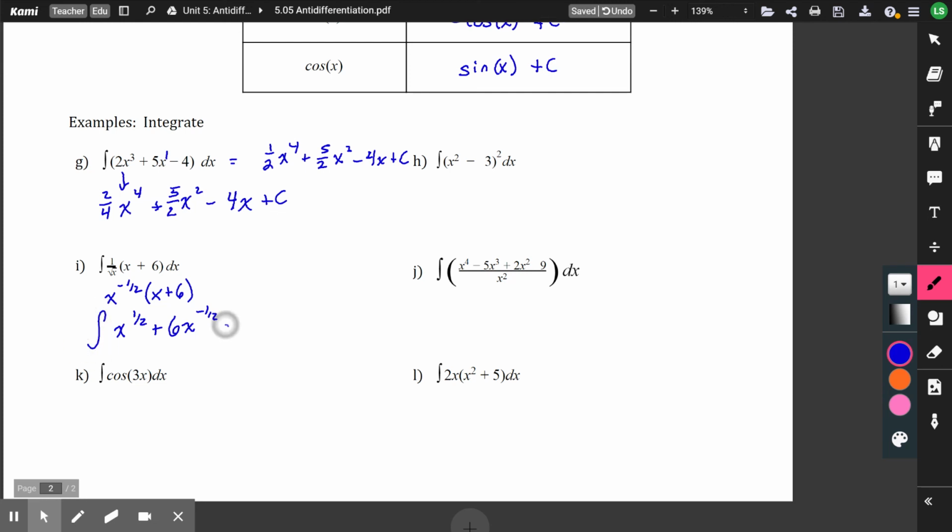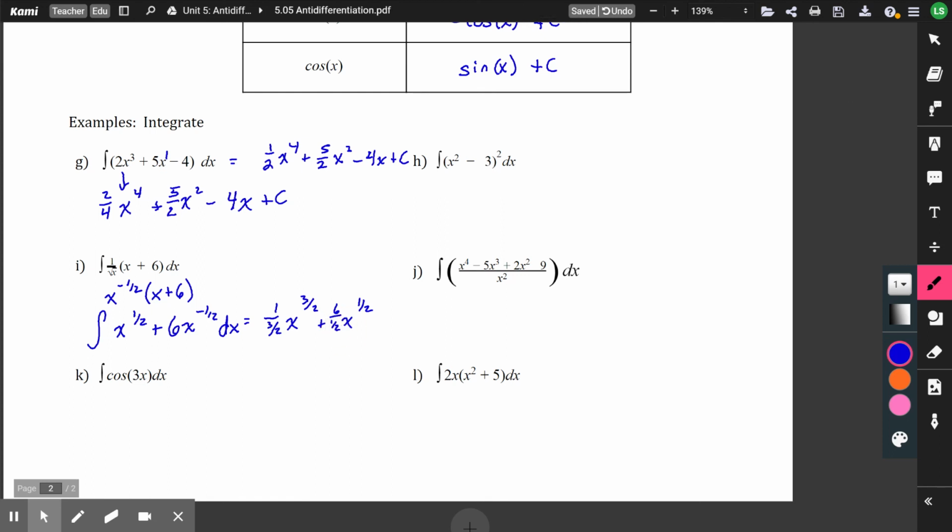And now I'm going to take the antiderivative. So first up is x to the 1/2. If I add 1 to that exponent, I'm going to get x to the 3/2. I'm going to have to divide 1 by the 3/2. The next is 6x to the -1/2. I'm going to have to add 1 to that -1/2 to get +1/2, and I'm going to have to take the 6 and divide it by that 1/2.